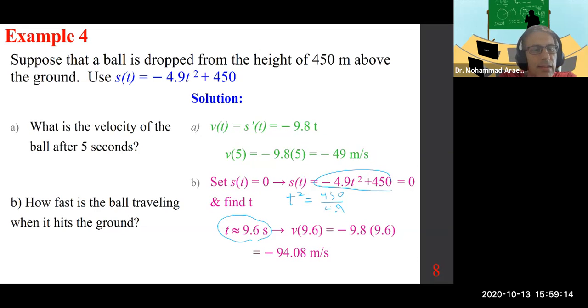And you put that into the velocity function, negative 9.8 t. So negative 9.8 times 9.6, and it becomes negative 94.08 meters per second. Okay. Velocity is a vector. It has magnitude and direction. That's why it's negative, towards the center of the Earth.